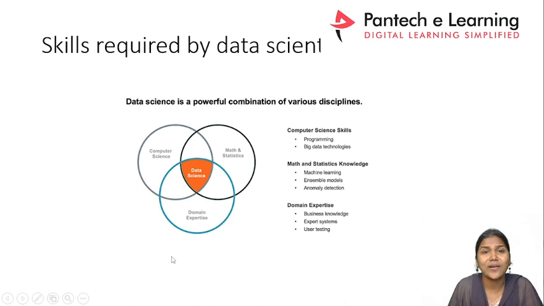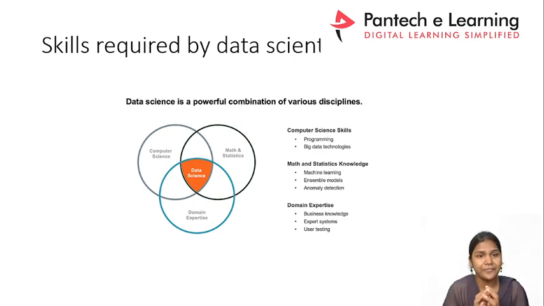First of all, let us know what are the skills that are used by data scientists, or that are to be developed for a data scientist. Data science is a powerful combination of various disciplines. We already have learned, right? Data science is not a single field, it's a combination of various fields, something like AI, ML, DL, OpenCV, image processing. All these domains will be included, right?